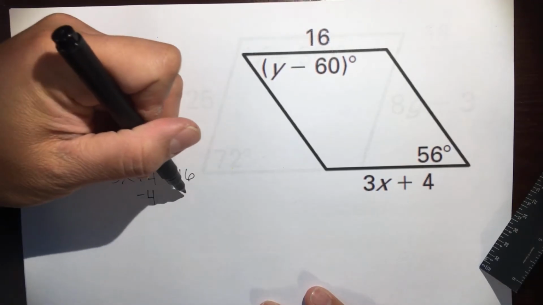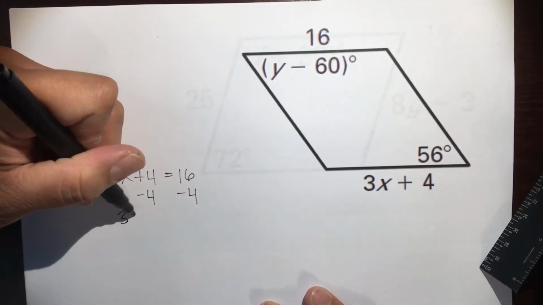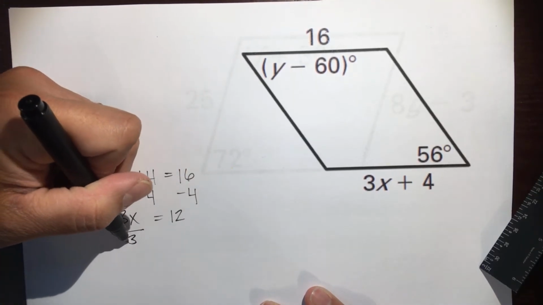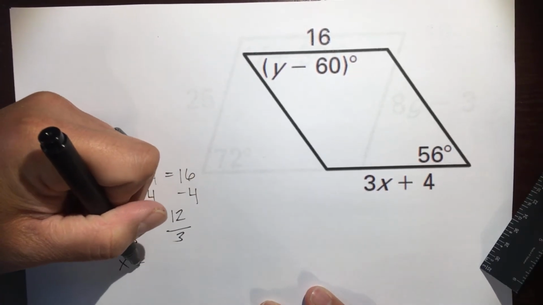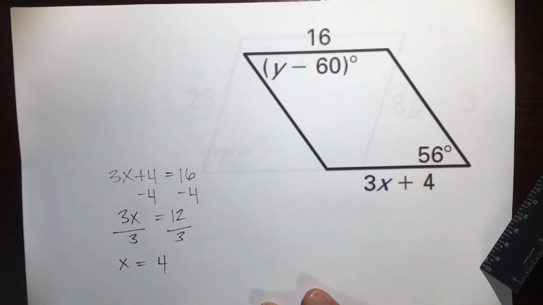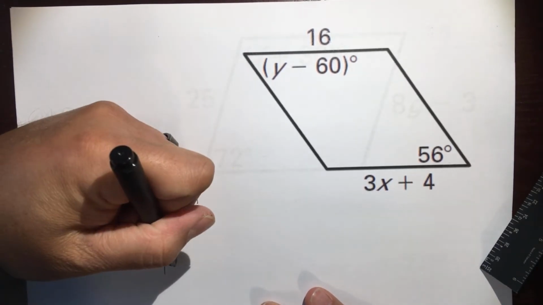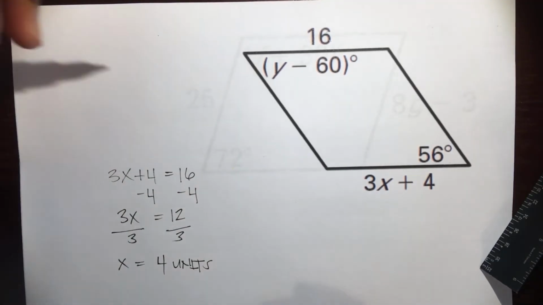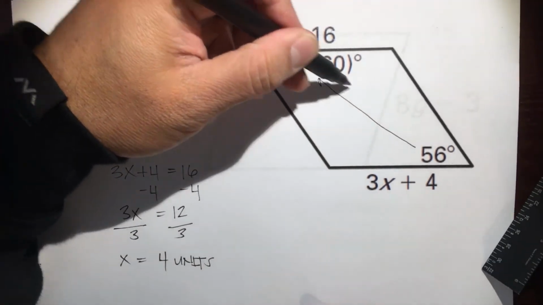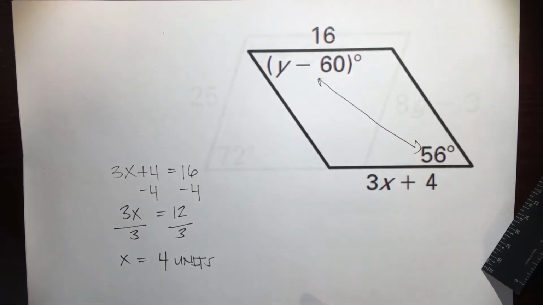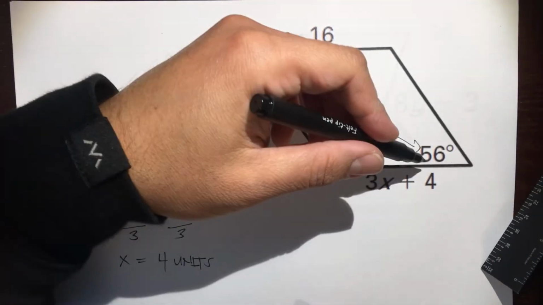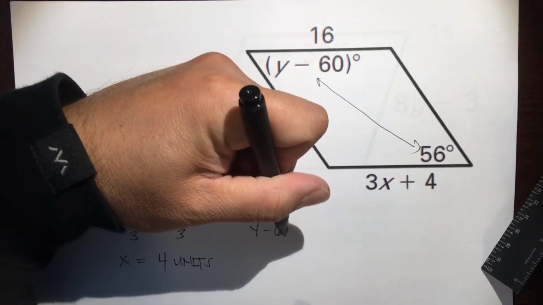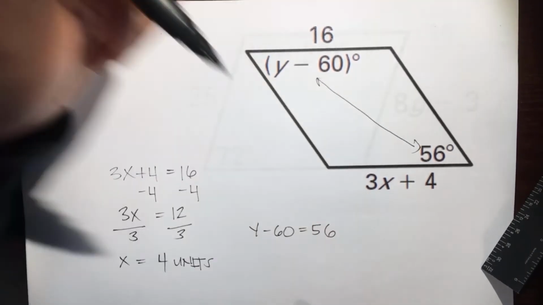We can subtract 4 from both sides. 3x is equal to 12. Divide both sides by 3. So x is equal to 4 units. Yeah, let's just write units. And then this one, these are opposite angles. And that's fact number 3. Opposite angles are congruent. So we can write y minus 60 is equal to 56.